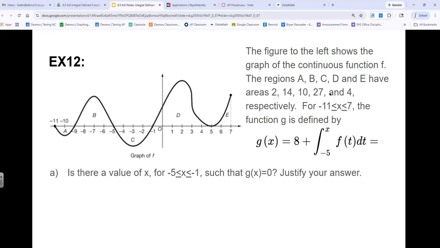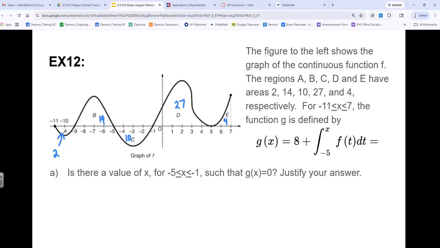So the figure to the left shows the graph of the continuous function f. The regions A, B, C, D, and E have areas 2, 14, 10, 27, and 4. So I'm going to label those on my picture here. I've got, this is 2, 14, 10, 27, and 4.